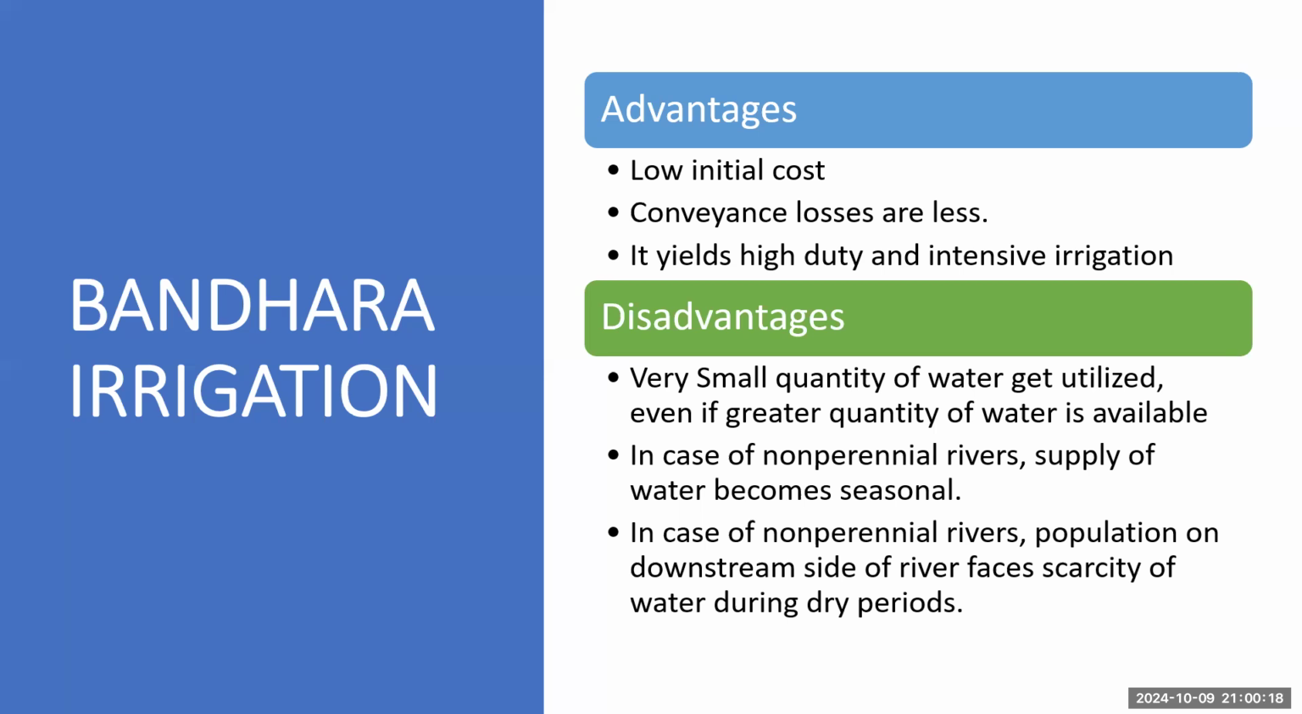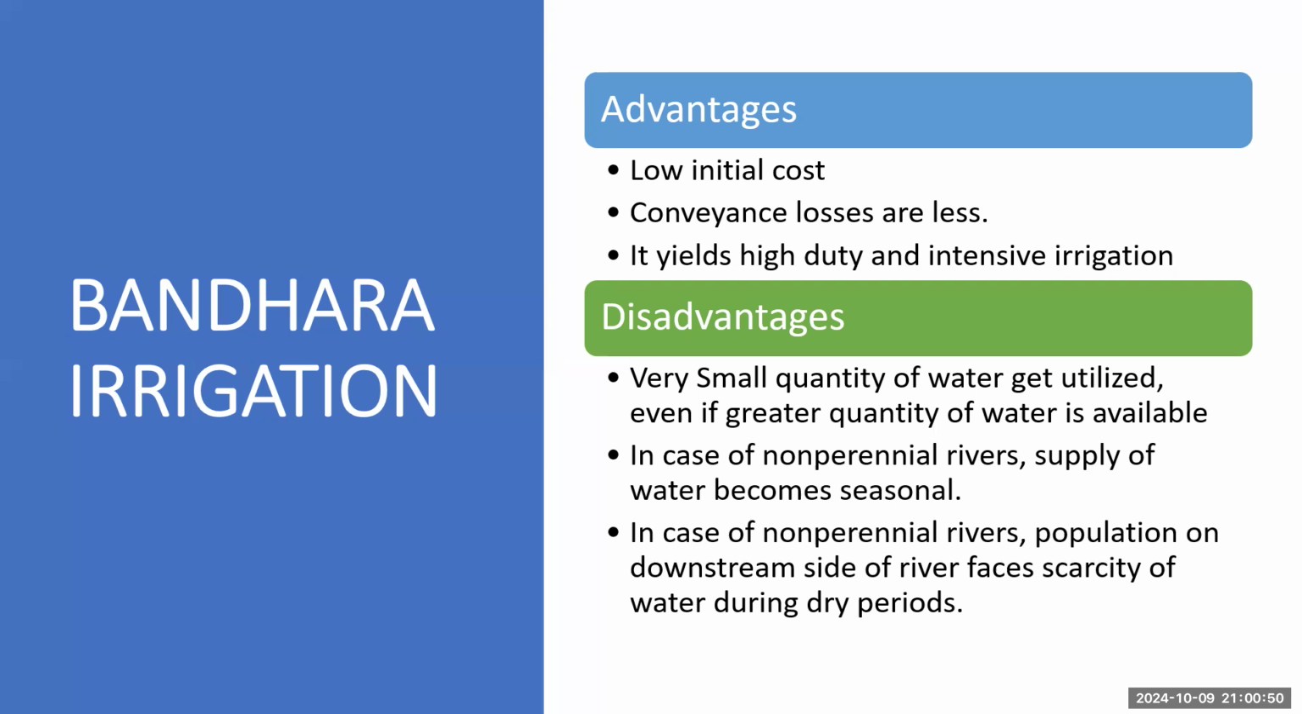Conveyance losses are the losses due to seepage of water through the canal, percolation of water through the canal, and second is evaporation loss. The percolation losses plus evaporation losses are called the conveyance loss. So conveyance losses are less in Bandhara irrigation as the length of canal is comparatively very less, in comparison with the major irrigation system.